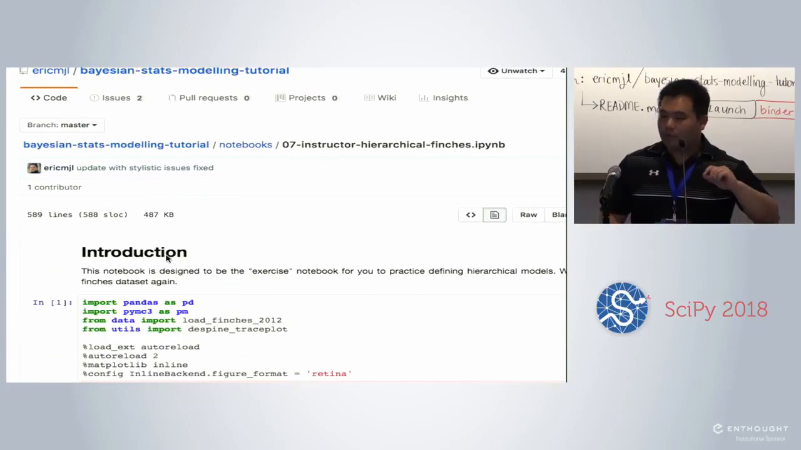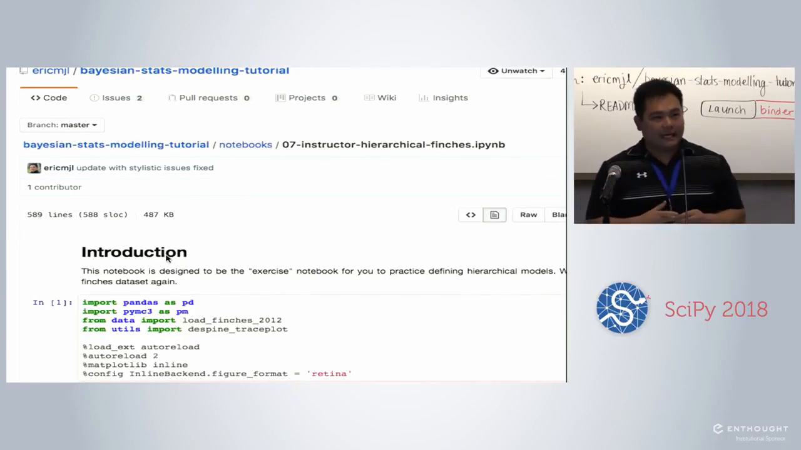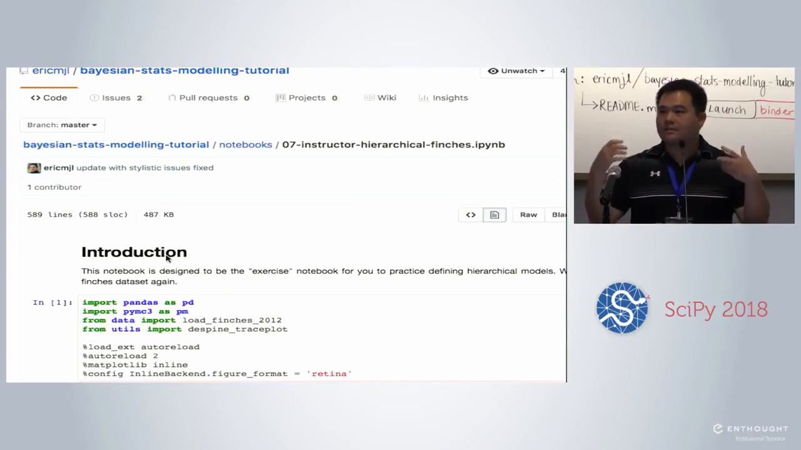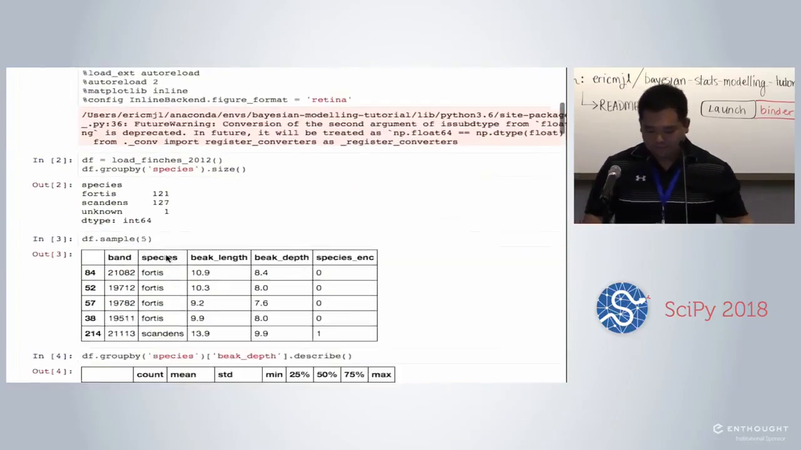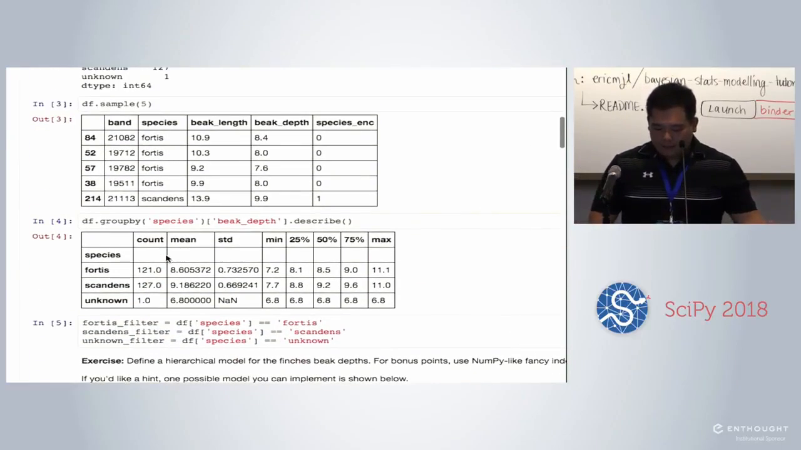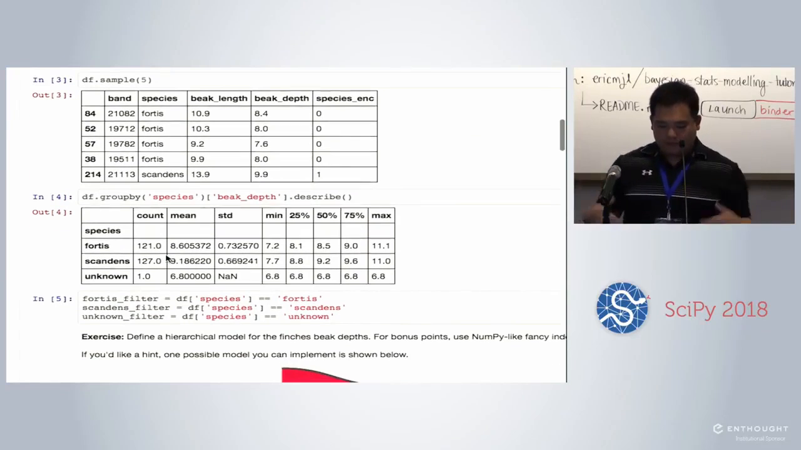So I'd like you to open up notebook 7. This notebook was supposed to be one of those exercise notebooks that I wanted you all to explore on your own, but we're going to do it as a guided walkthrough instead in the interest of time. Let's start with the data on hand. If you could run the first few cells, you have some data, and observe again that you have 121 measurements of the first species, Fortis, 127 measurements of the Scandens species, and you only have 1 measurement of the unknown new species, which makes sense why our standard deviation is not a number.